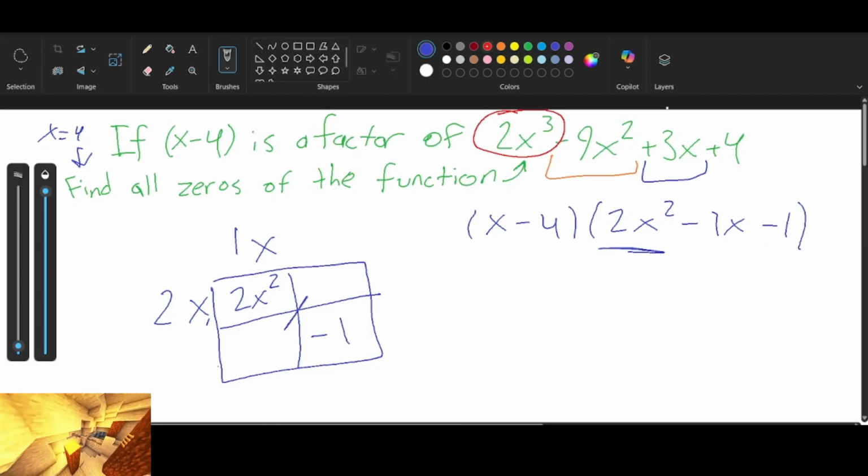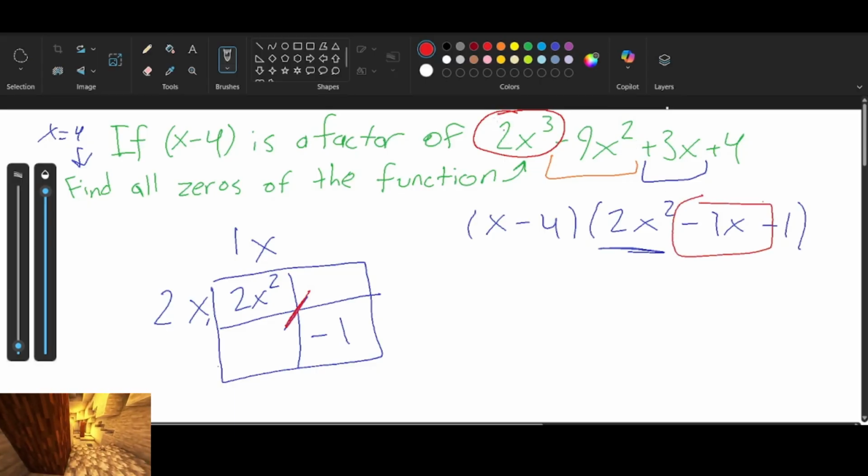These diagonals are going to add up to negative 1x. Again, that's a negative 1. There's really only two things that can multiply to negative 1. It's just 1 times negative 1, right? So what if I tried that this was 1 and this was negative 1?